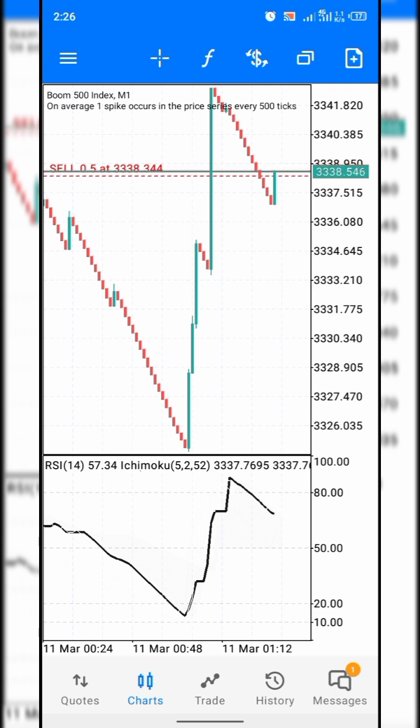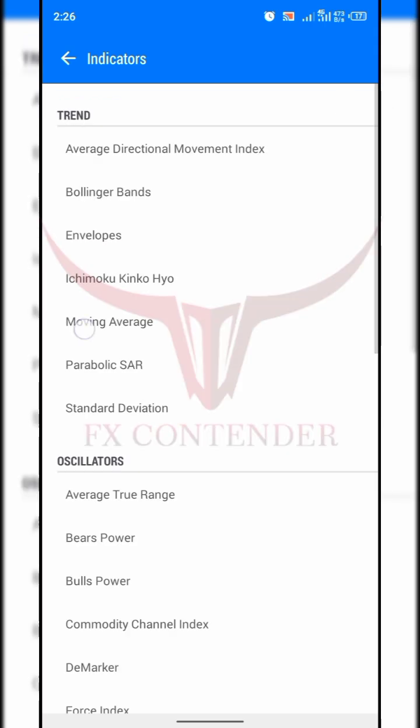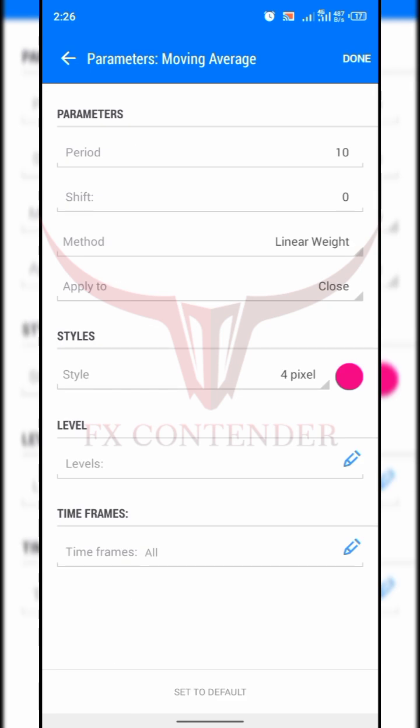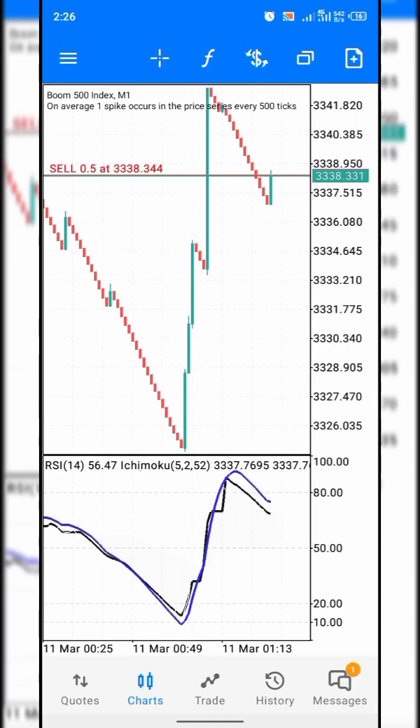Let's add another one. We're going to add moving average on the indicator window 1, which is moving average 10. The period should be 10, shift 0, method linear weighted, apply to close. Then you change the color to blue and make it 4 pixel. Then you click done. As you can see, another one has been added.